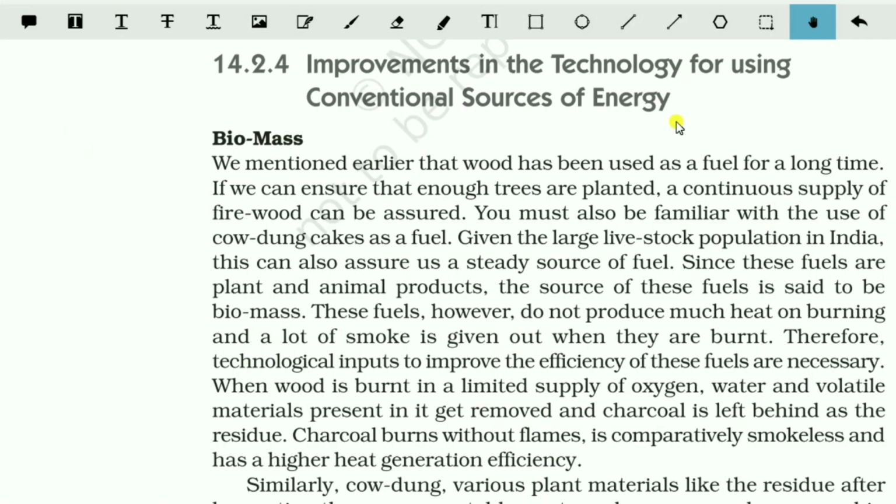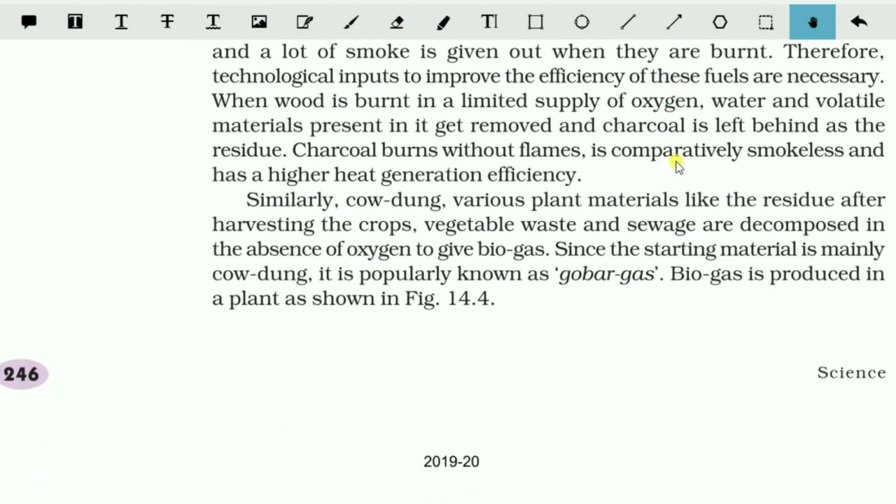Dear student, already we have started this article number 14.2.4, that is improvements in the technology for using conventional sources of energy. And already I have completed the first part, that is the biomass. That is, I have told you the gobar gas plant. Now today I will show you the next part of this improvement in the technology.